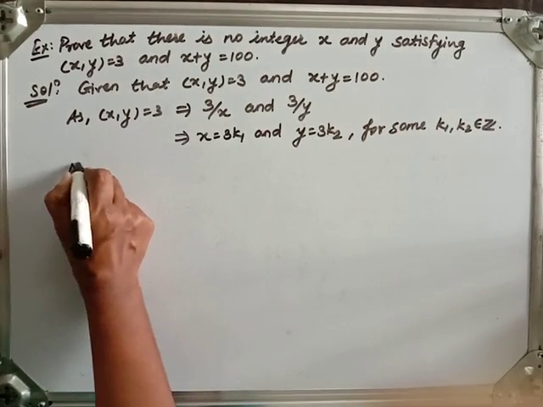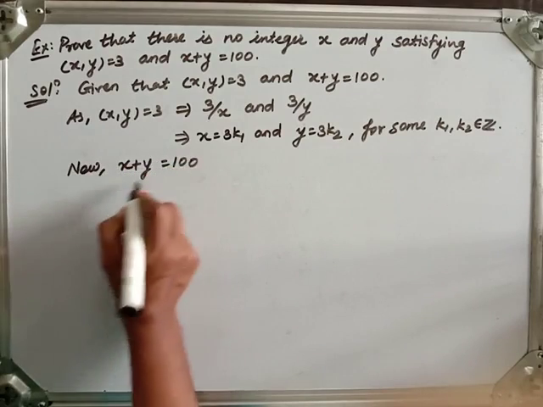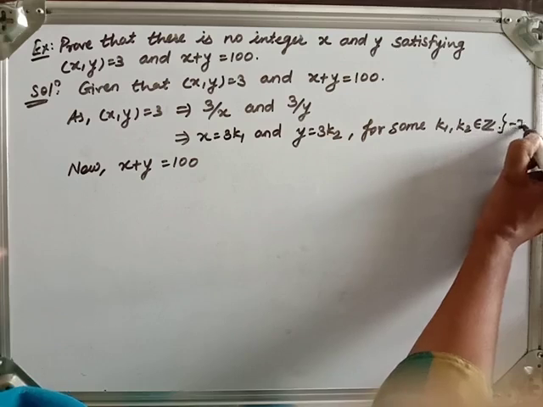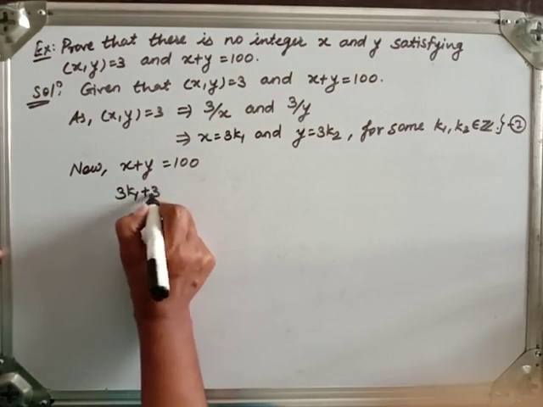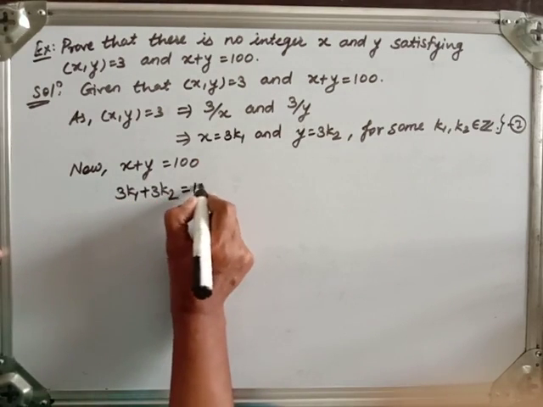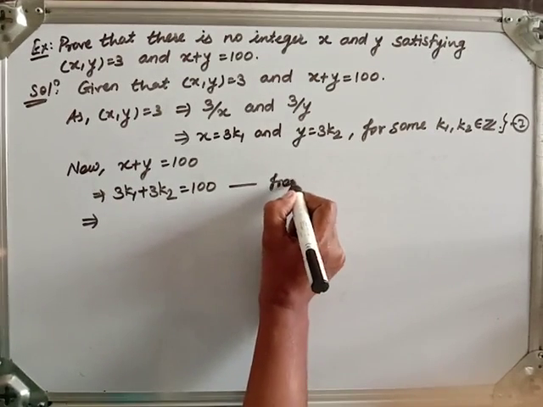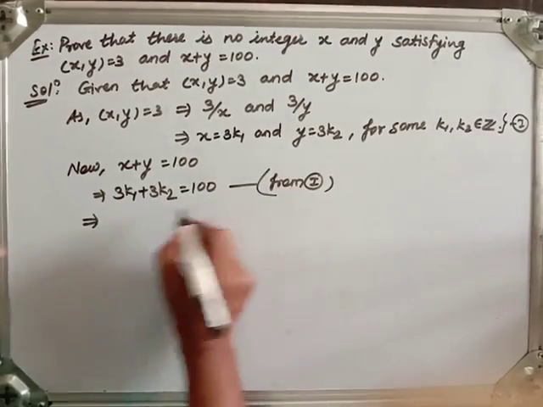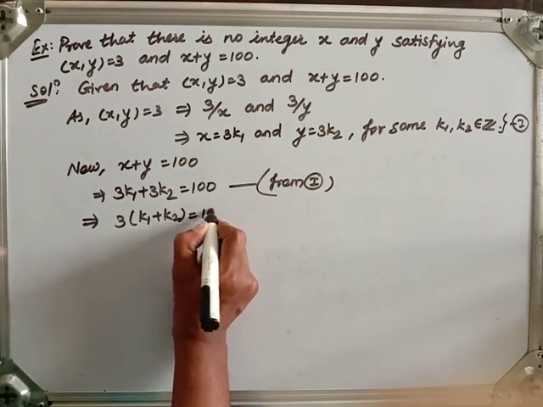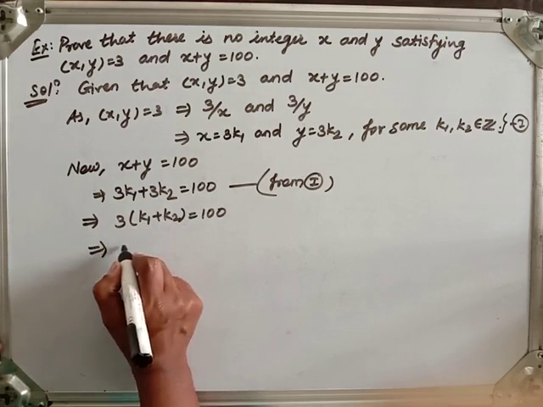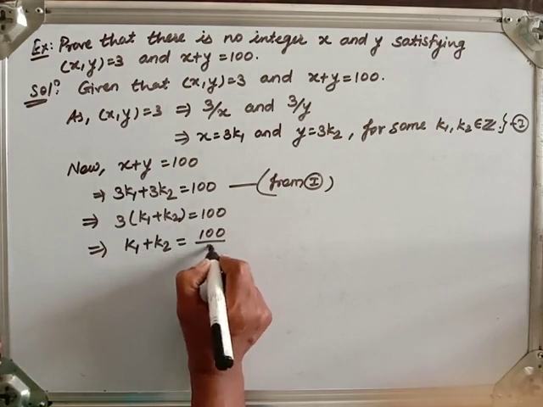Now x plus y is equal to 100. This is given, another condition. So let it be equation 1. Now x plus y is 100. Let us substitute the value of x here. 3k1 plus 3k2 equal to 100, from 1. Now this is 3 into k1 plus k2 equal to 100. So here we get k1 plus k2 is equal to 100 upon 3.